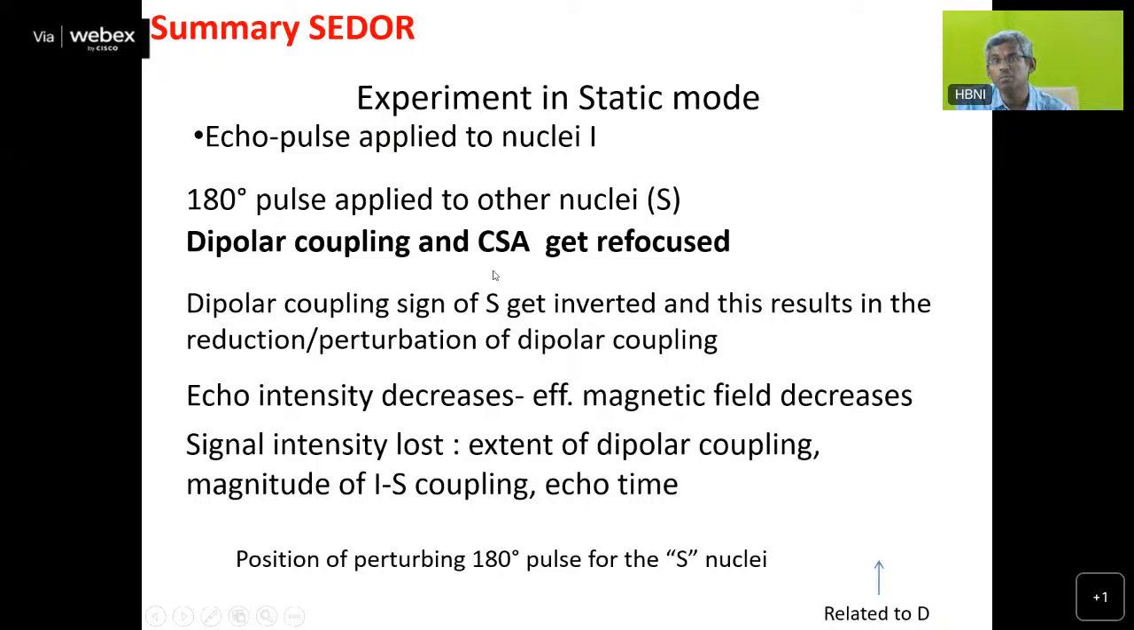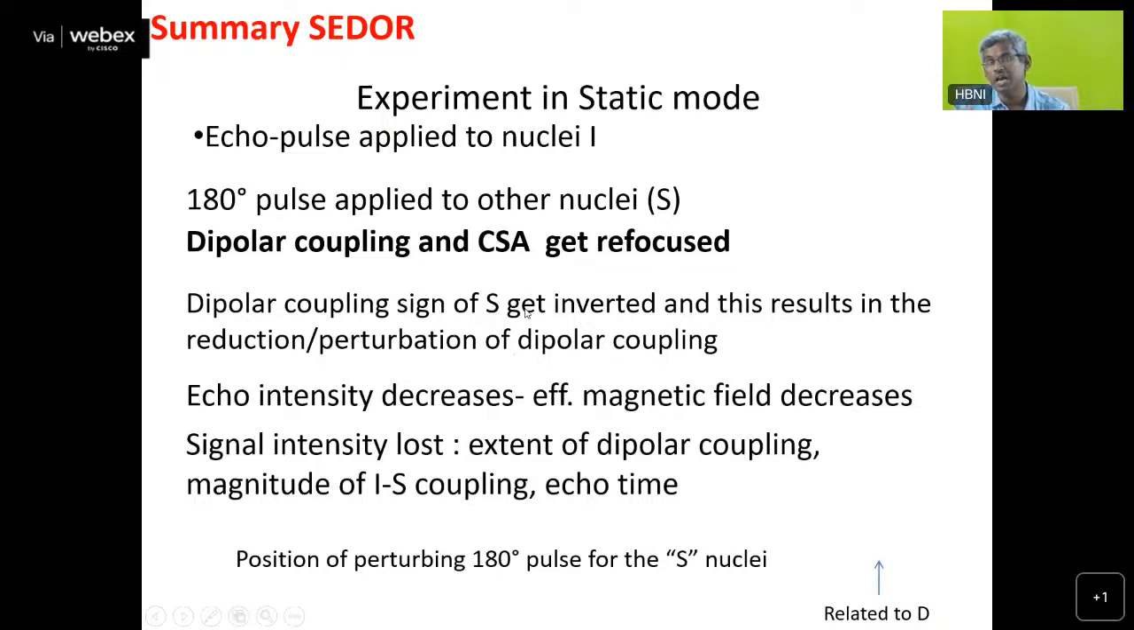So dipole-dipole coupling and CSA. CSA means chemical shift anisotropy. They get refocused. Why? They will not get defocused because we are applying a 180-degree pulse. This 180-degree pulse's main job is to refocus the anisotropic interactions such as chemical shift and also interactions like dipole-dipole coupling. Another thing is the dipolar coupling sign of S gets inverted, and this results in the reduction or perturbation of the dipolar coupling.